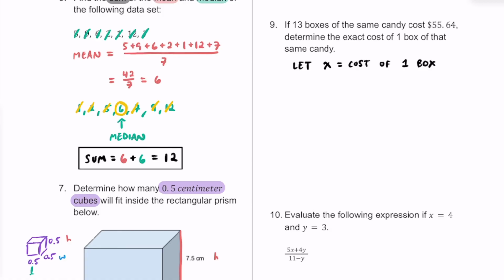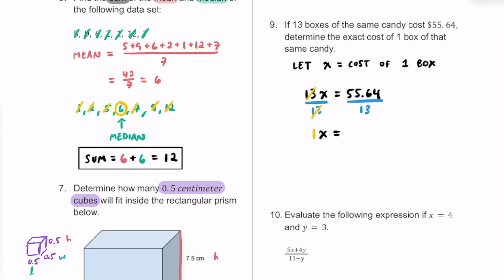And so if we have 13 of these boxes, we would take 13 and multiply that by the cost of one box, and that would equal this 55.64 since they're all the same, right? So this would actually be a one-step equation. Now, if you want to find the price of one of these boxes, we don't want the price of all 13 of them, we should divide it by 13. So if we divide by 13 on both sides of the equation, 13 divided by 13 is just going to be 1. That kind of makes sense because we want the price of one box, or 1x.